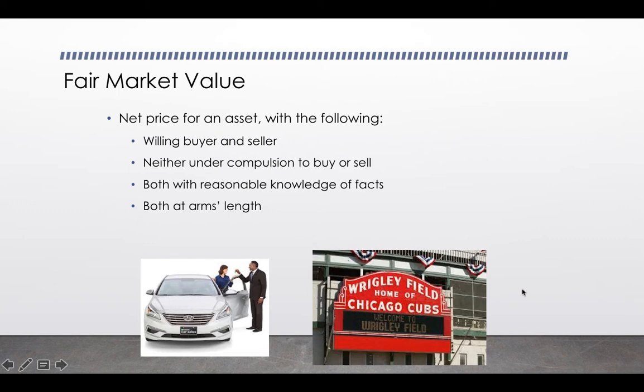When the Cubs are doing well and winning games and making the playoffs, the prices of those tickets tend to increase, right? And that's because demand is going up. That demand is one of these factors that might impact fair market value, right, and make it increase. So that's just one example of how some of these external factors might impact fair market value.